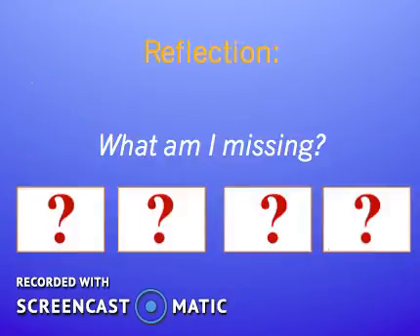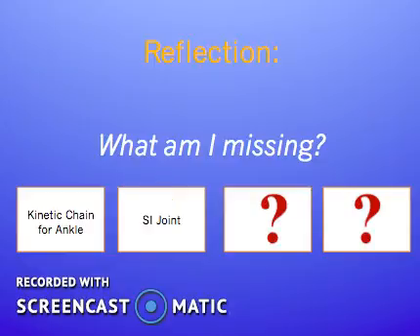So when I'm reflecting about this, what exactly am I missing? I think the first thing is the kinetic chain for the ankle. For an ankle injury, I don't look up the kinetic chain. I think that's extremely important, and that's a big gap. Second, SI joint. Yes, I check for hip alignment, but I don't look at how it affects, and I don't use it for my treatment. So there's definitely a gap there.